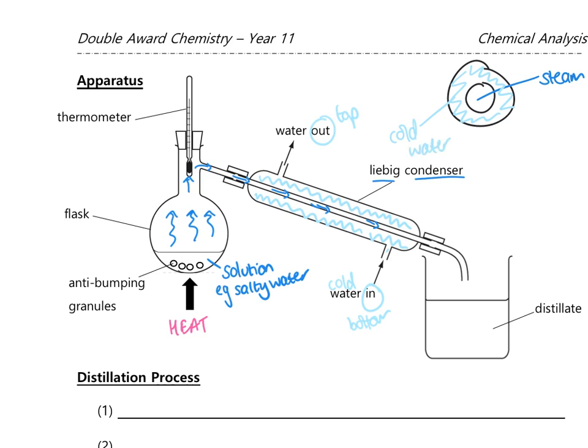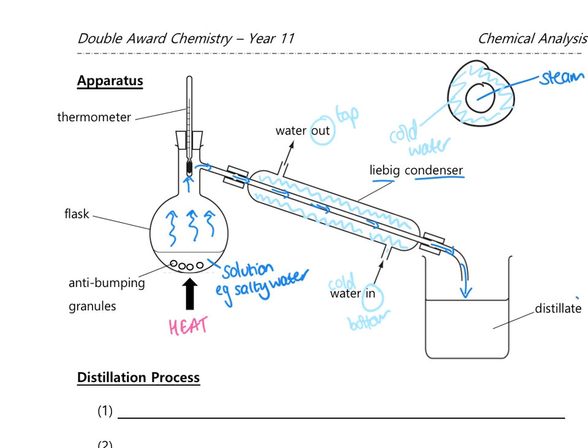Okay, so the point of the condenser is to cool down the steam so that it will condense from a gas into a liquid. Remember, condensation is the change of state from a gas back to a liquid. So we want this condenser to be nice and cold so that the steam cools down and changes back into a liquid. And then eventually the steam has cooled down, it's formed water, and the water passes through into a beaker or whatever flask we've used to collect it.